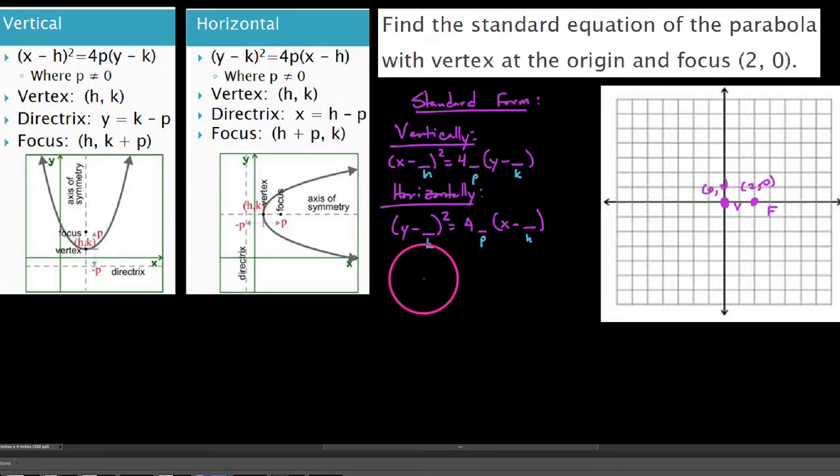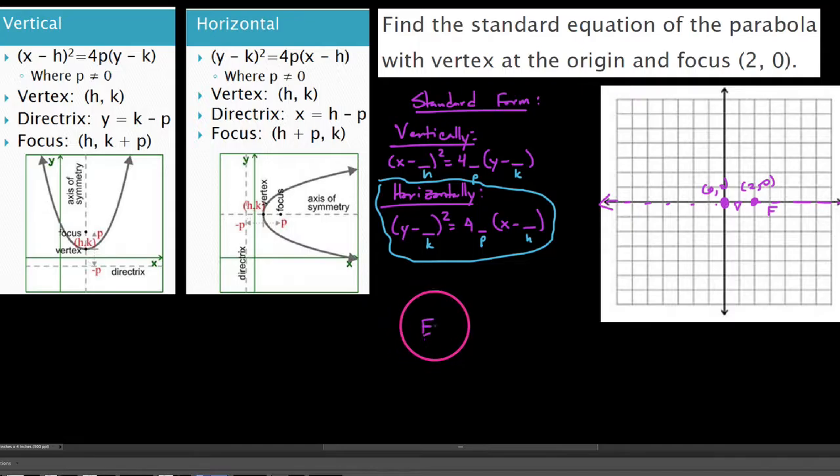But already here are some things that we know. First things first, because the focus lies to the right of our vertex, and it has to be on that axis of symmetry, we know that this is a horizontally oriented parabola. It has to open towards the focus here. And so in terms of which of these forms we're going to use, we're certainly going to use this form right here to write its equation.